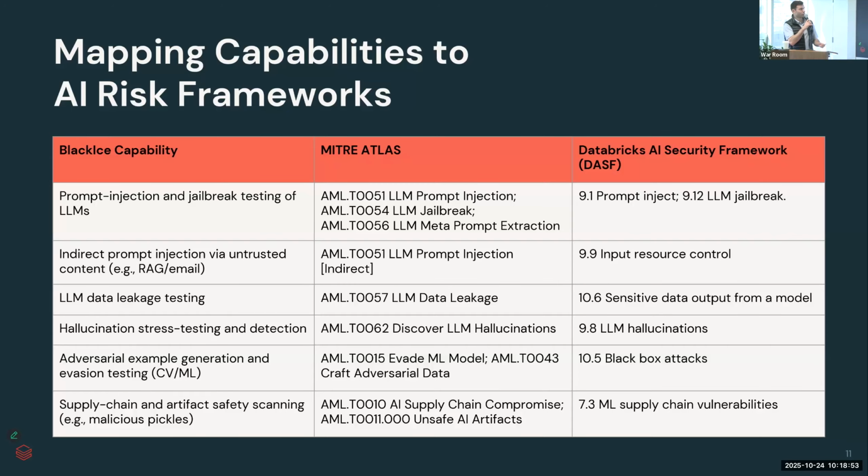So MITRE Atlas is one that's well known. We also have the Databricks AI security framework. So you can basically see here that within BlackIce, it's possible to test for direct and indirect prompt injections, privacy leakage, hallucinations, classical adversarial ML testing, supply chain and artifact safety scanning. And these are just some of the capabilities that the tools comprehensively provide.